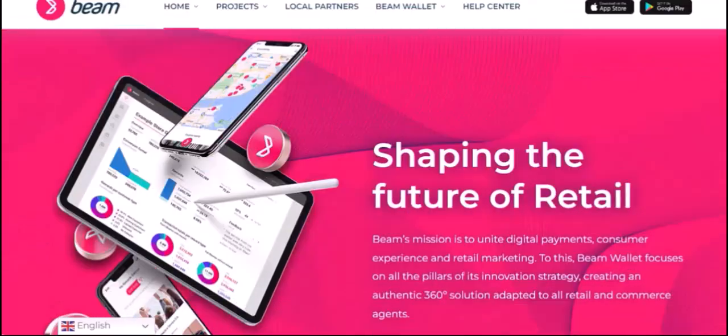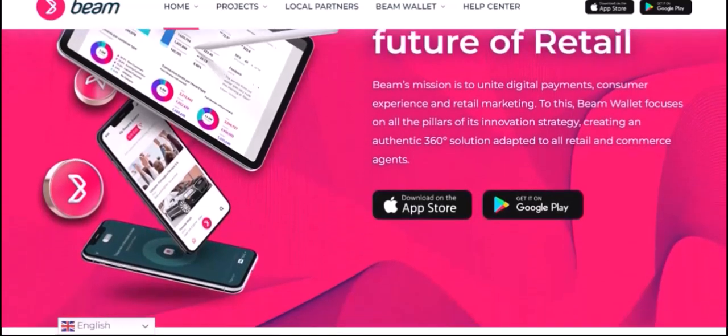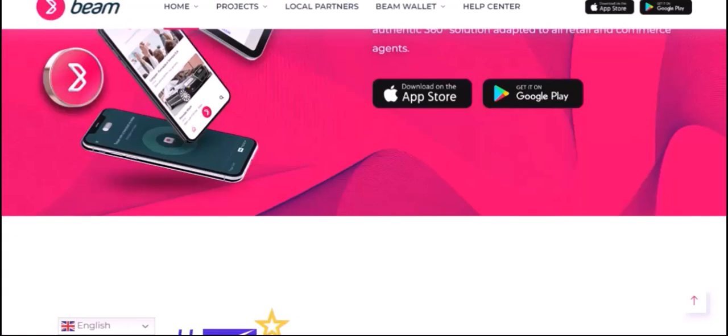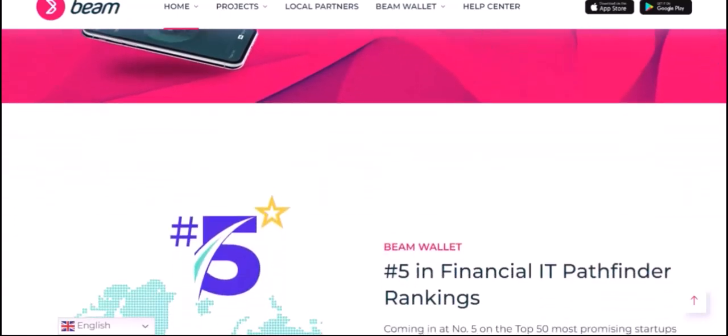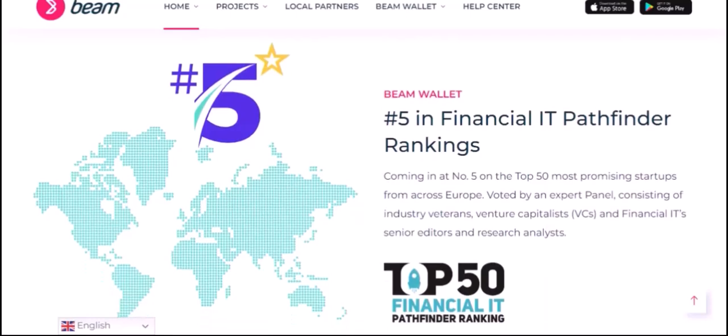Before we dive into the how-to, let's quickly understand why Beam is so special. Unlike Bitcoin and other cryptocurrencies, Beam uses a technology called Mimblewimble that ensures your transactions remain private. This means no one can track your spending habits or know how much money you have. Now, let's get to the good stuff: how to put money on your Beam wallet.